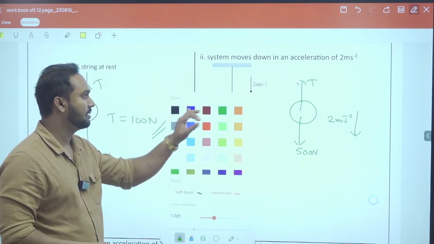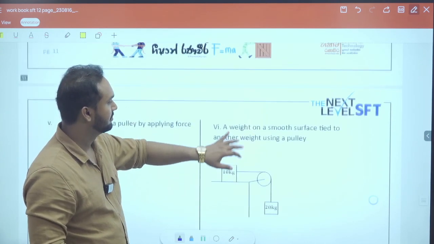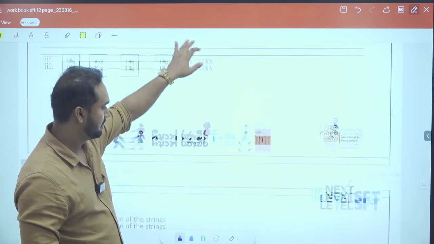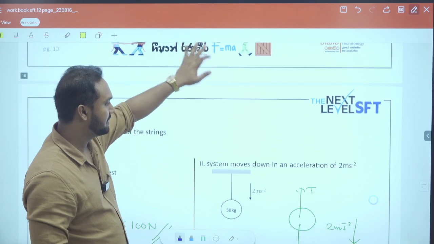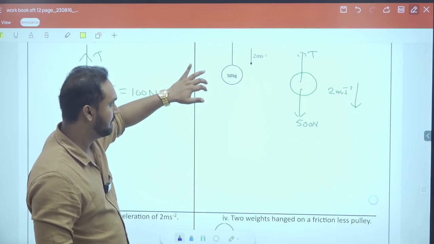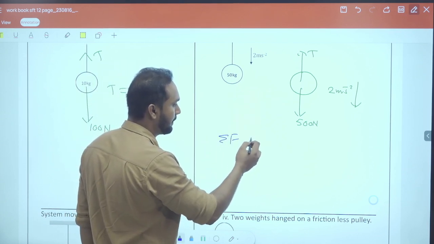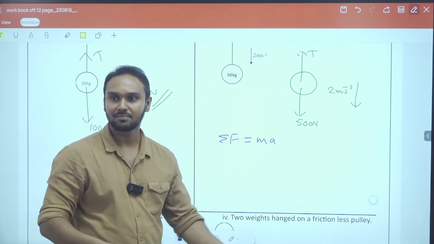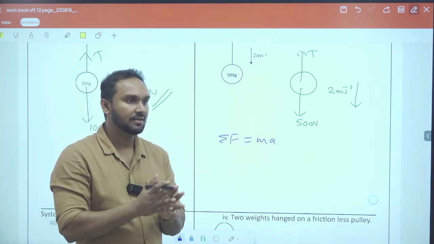How do you find the tension now? You have to put sigma F equals ma to the isolated object. Now what is the sigma F here? Sigma F is 500 newtons minus T. Why do you take 500 newtons minus T?